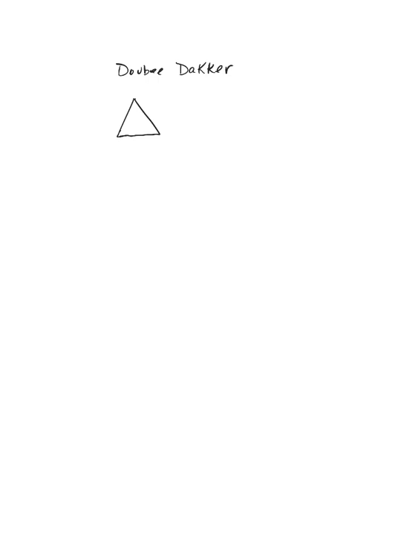And one of the sides is red. That's a Doubee Dakker. So you can go and attempt to draw a Doubee Dakker. I don't think it would be that difficult to do. What is a Doubee Dakker? Any triangle where one of the sides is red. That would be a Doubee Dakker.